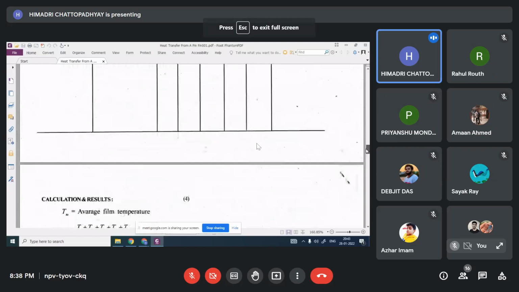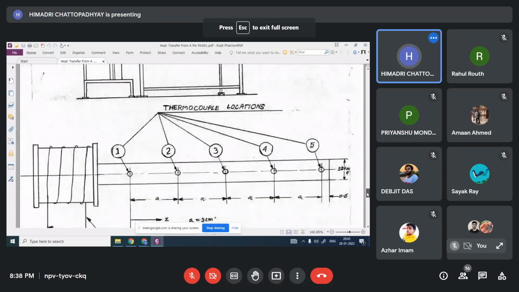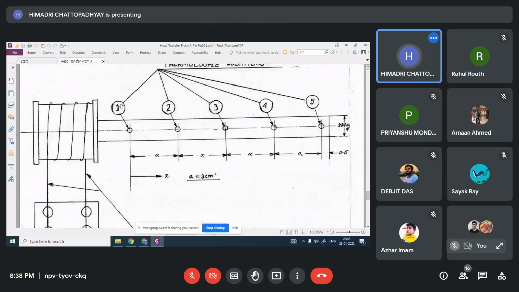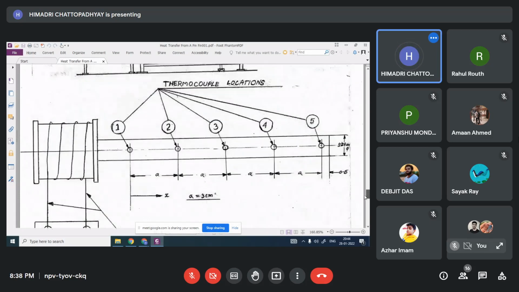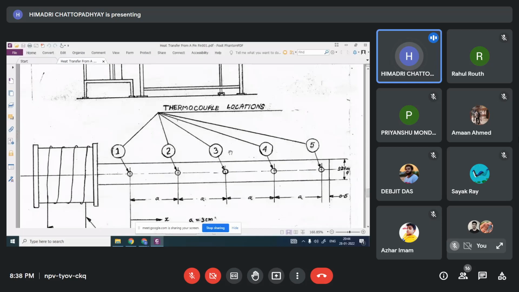There is a setup where there is a fin. The fin is going like this, and 1, 2, 3, 4, 5. At the 5 points, we are measuring temperature. You see the measurement of temperature. First point 77, second point 73, third point 69, and ambient temperature. So now you can plot that. You can plot the temperature along this line, theoretical and actual.